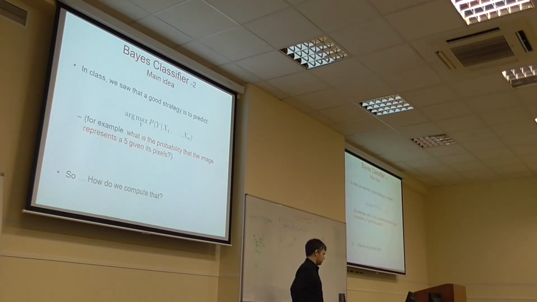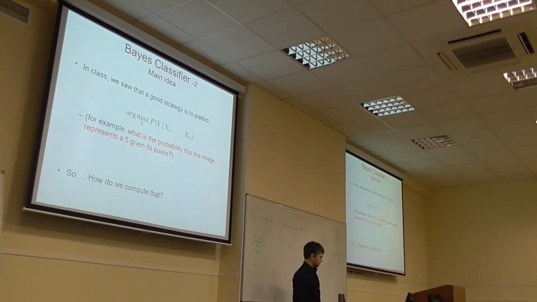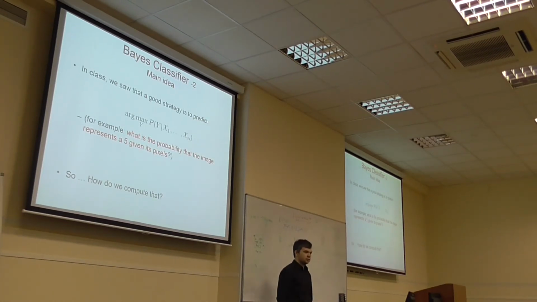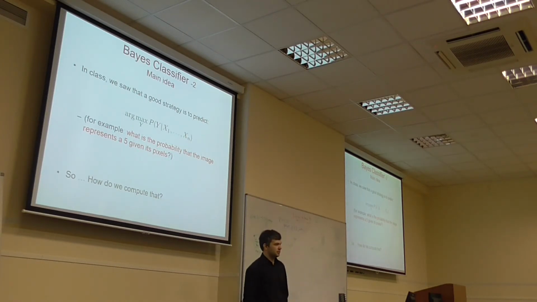So, in fact, for the Bayes classifier itself, we just need to find the probability of the label given all the features we have. So, the example is: what is the probability that the image represents 5 given these pixels, where pixels actually are the features? So how to compute this? Ideas? We're going to talk about the Bayes classifier, right?